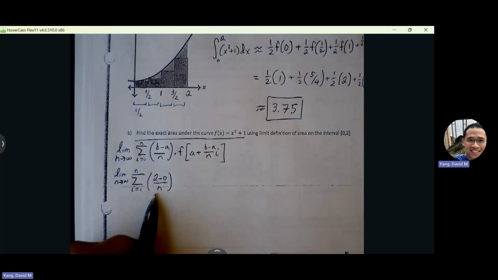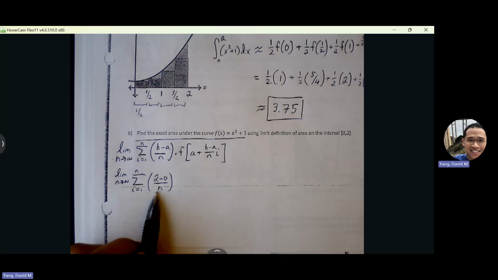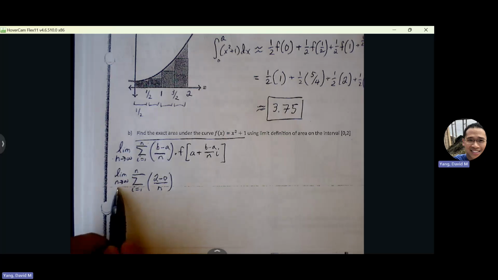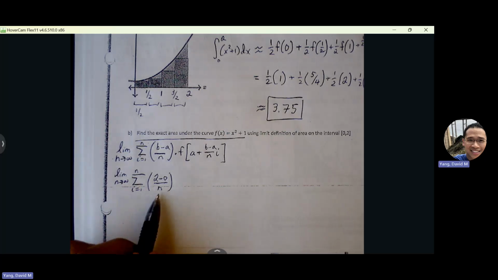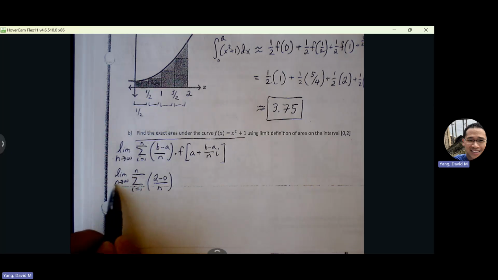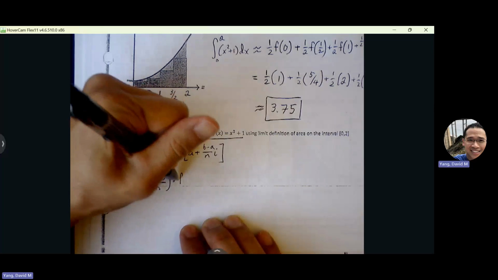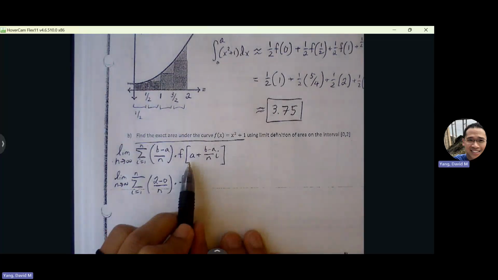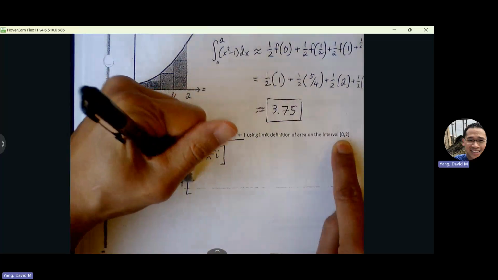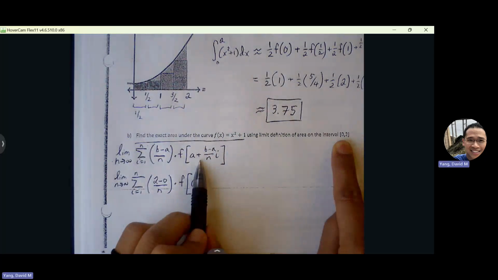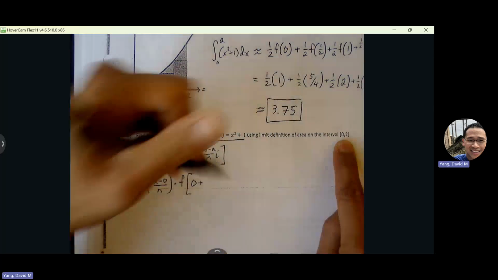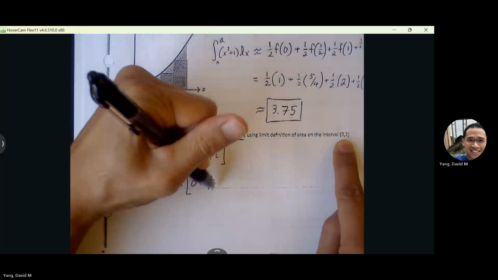Before we had a set number of rectangles. Now we're going to leave that n as a variable because we do want to push it out to infinity. So we don't want to give a set number because we want more than just a few rectangles. Times f of a. A is your left endpoint, which in this case will be 0. And then b minus a over n, again, that's the width, times i.